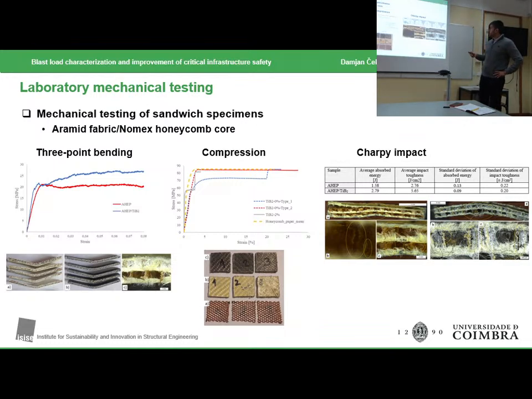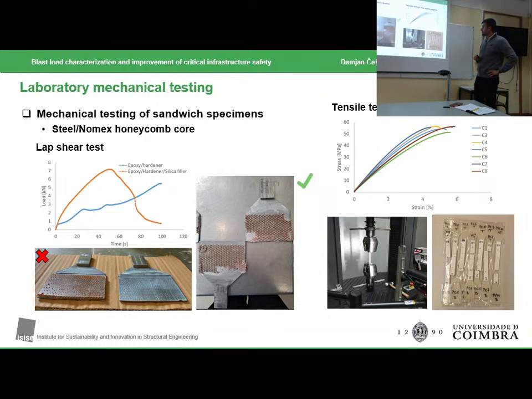On the other hand, the sharp impact test shows that the impact resistance of the reinforced specimen is almost twice as big as in the case of the non-reinforced one. And the same failure mode and the same problem as in the case of three-point bending is observed here. So we have high delamination, we have small denting, and none of the two phenomena are present in the reinforced specimen.